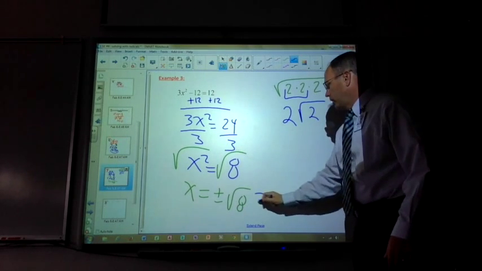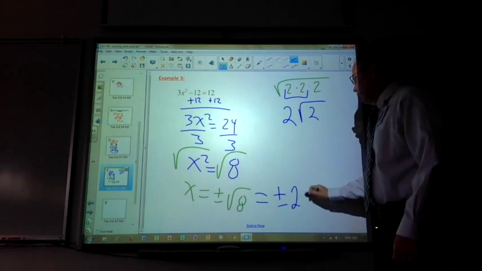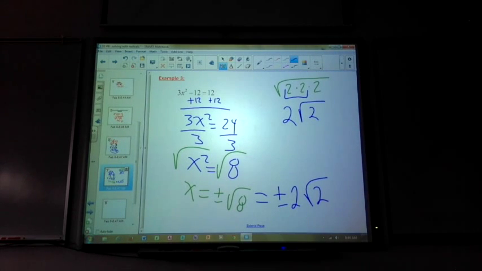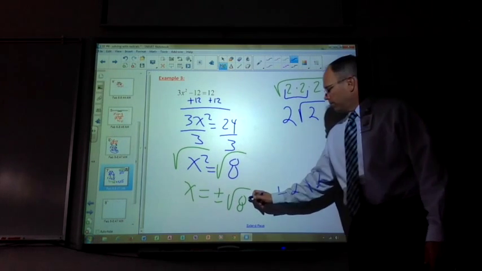So my answer to this is going to be plus or minus 2 root 2. That's an exact answer. So x equals plus or minus 2 root 2. Yep. So on a 3-point problem, if you took it down to plus or minus root 8, you got 2 out of 3 points. But x is equal to plus or minus 2 root 2, because you got to break down the radical.